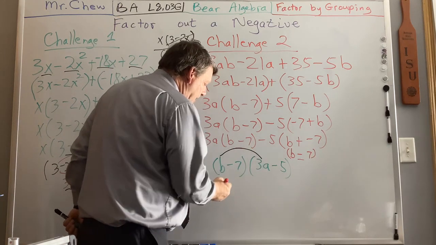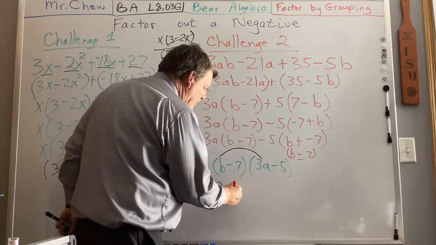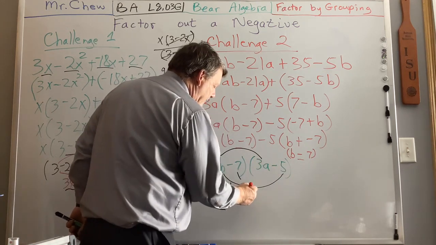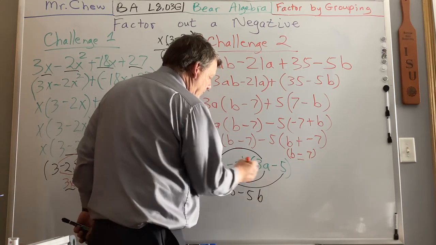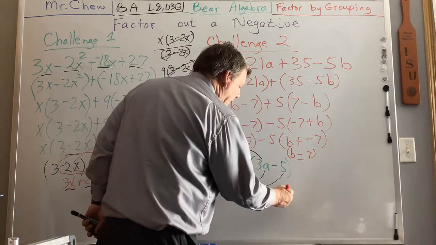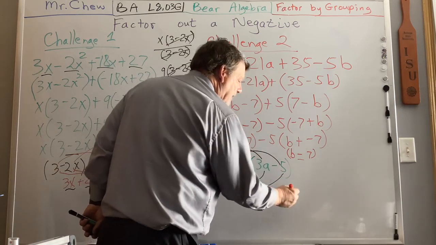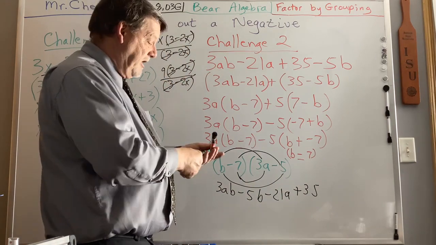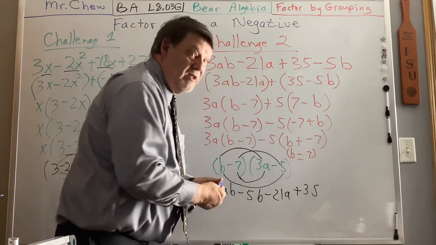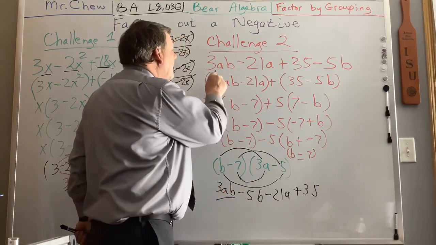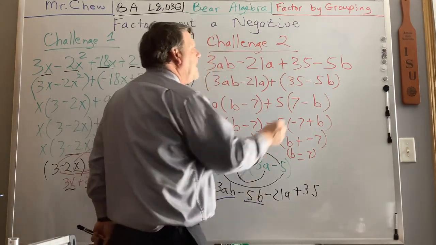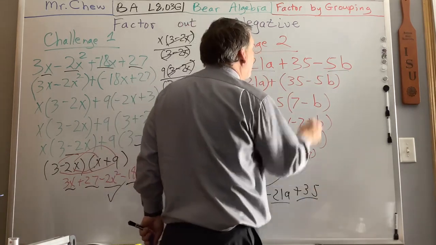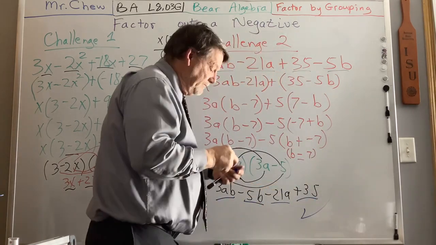FOIL. B times 3a is 3ab, the outers. B times negative 5 is negative 5b, the inners. Negative 7 times 3a is negative 21a. And then the last, negative 7 times negative 5 is positive 35. All right, now let's check and see if we really do have them all. Here's a 3ab, there's a 3ab. Here's a minus 5b, there's a minus 5b. Here's a minus 21a, here's a minus 21a, and here's a plus 35, which means I did them all right.